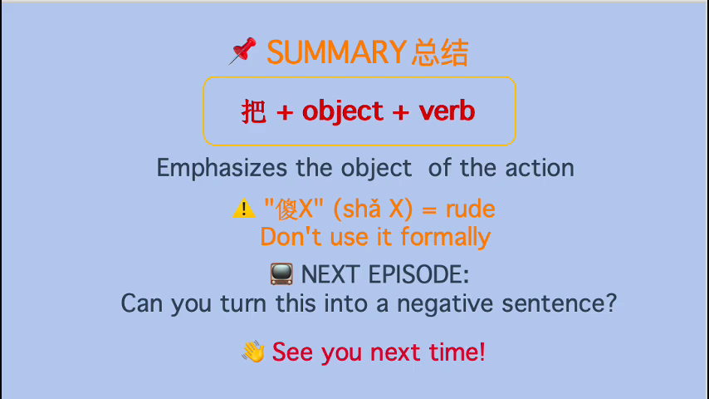For example, I send the file to you. Emphasize the file. We also learned a cultural point. 傻 is an implied word. Never use it in formal situations.